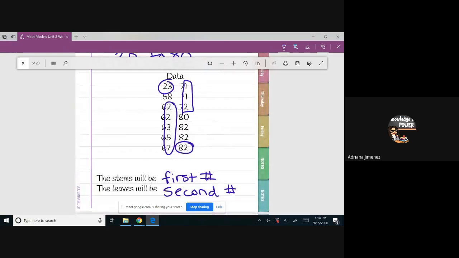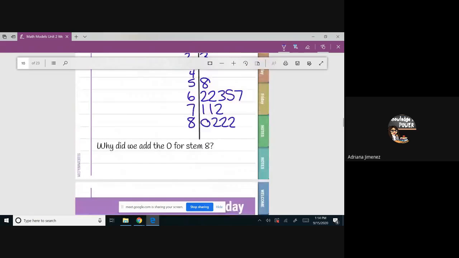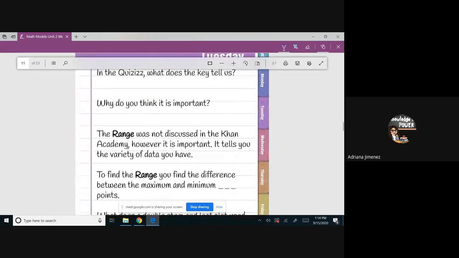Why do we add a stem of 0 when we have an 80 in there? So you still got to put 0. All right. So, and the quizzes, what does the key tell us? The key tells you the number that they're trying to tell you, because by looking at the stem, you don't know that we're going by 20s. You don't know if we're going by thousands. They have to have a key.